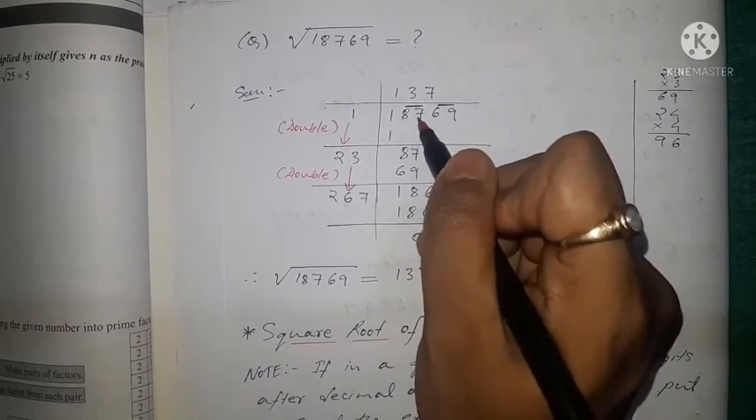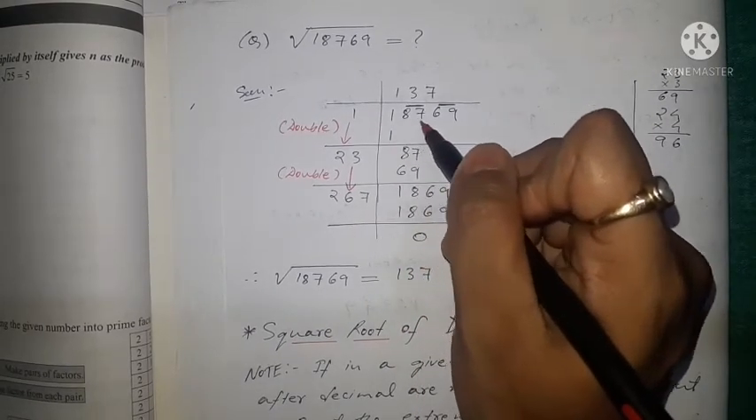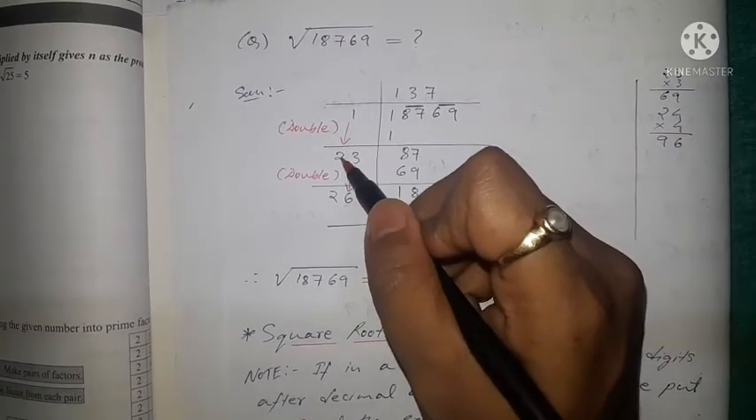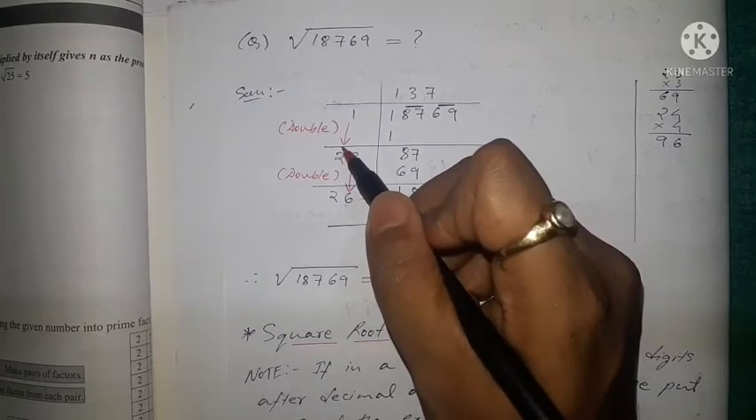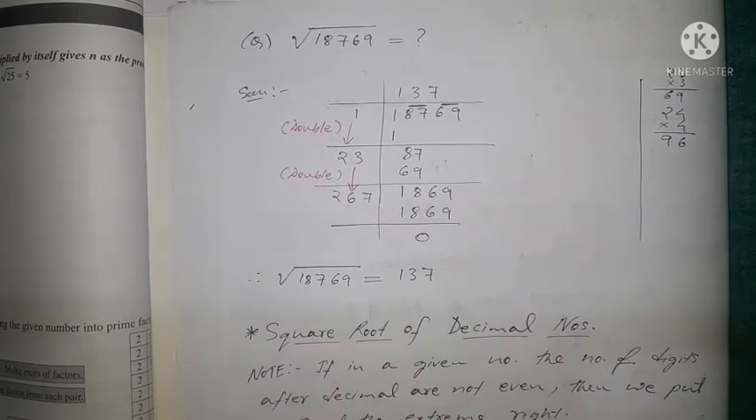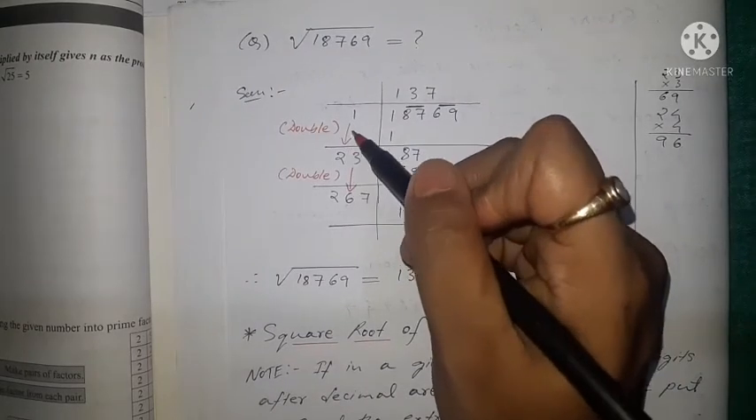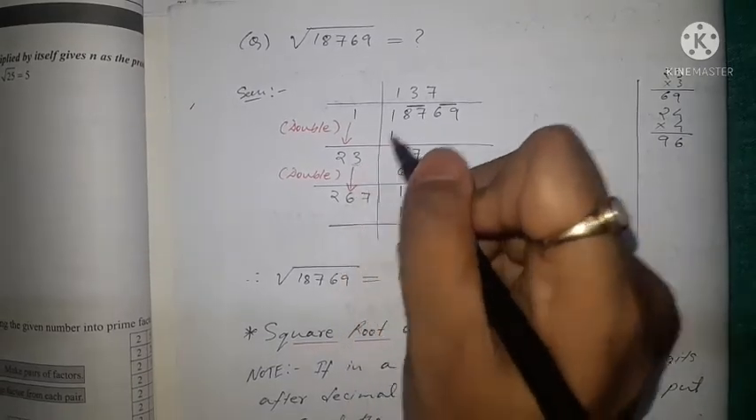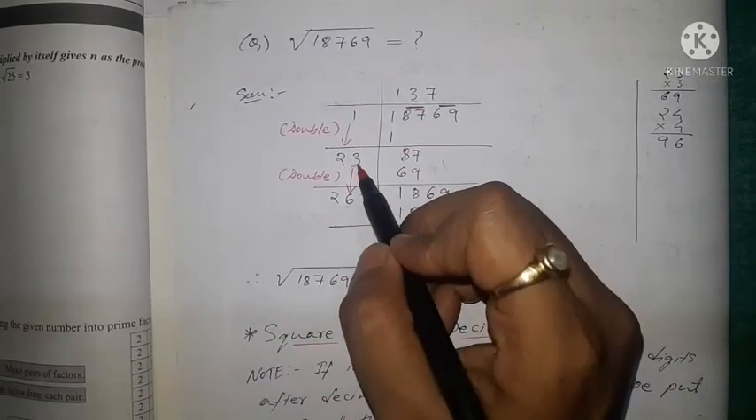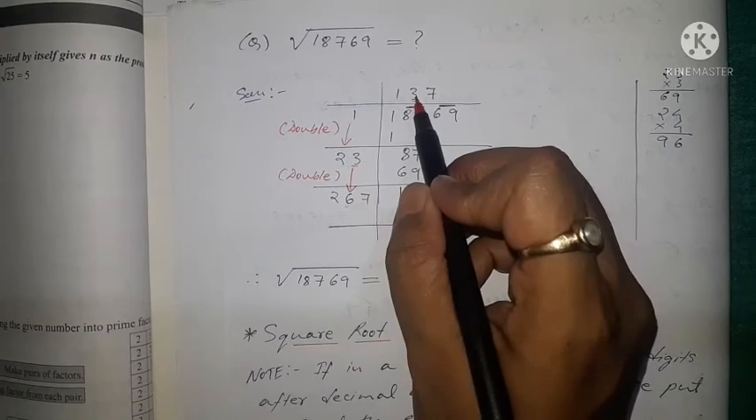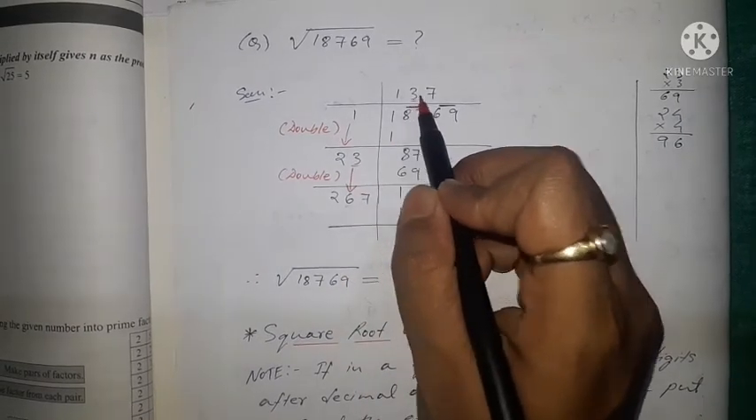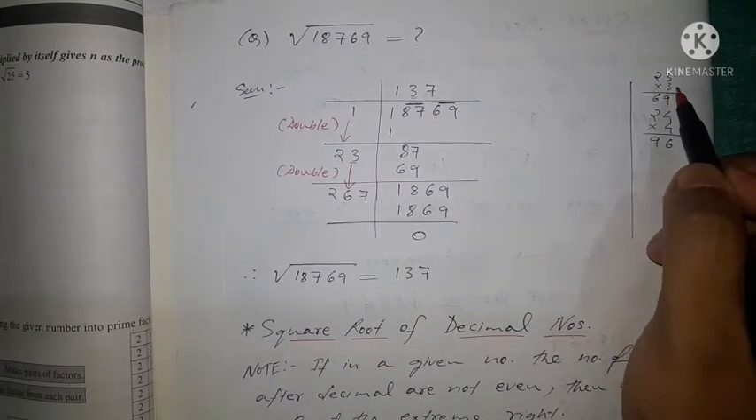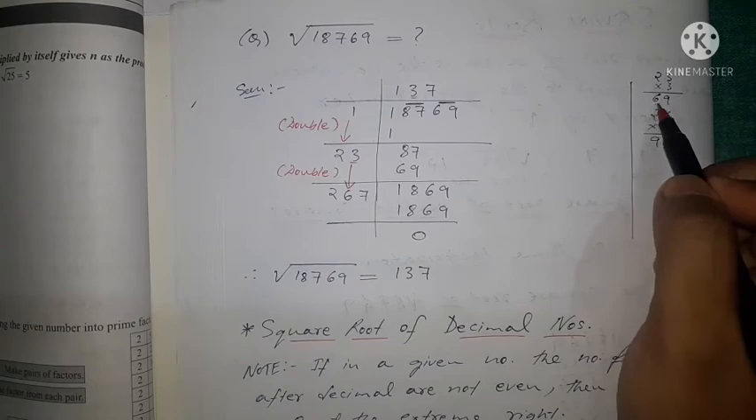This 87 comes down as a pair. Now this 1 is doubled, as we have already discussed in the earlier example. Earlier it was 1, now it becomes 2. Whatever number we write here, the same number we must write here. If we write 3 here, then it becomes 23 multiplied by 3. So 23 into 3 is 69. This is the rough work: 23 into 3 is 69.